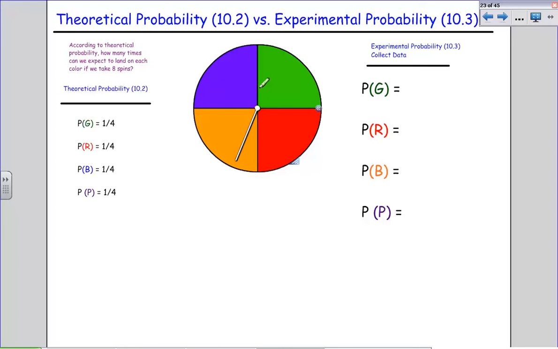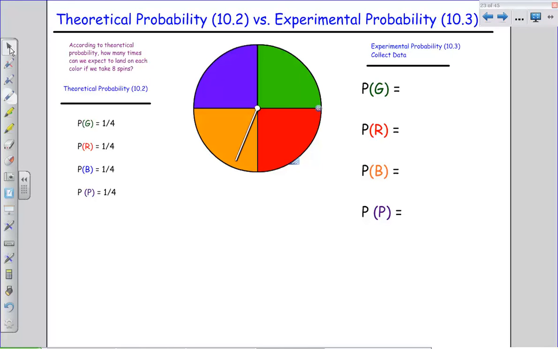Today what we're going to see with experimental probability is, in real life, when I'm actually conducting an experiment, hence experimental probability, and I'm collecting data, what does my data actually tell me about the probability of this event happening? So we're actually going to do this. We're actually going to spin 8 times and we're going to see what happens.